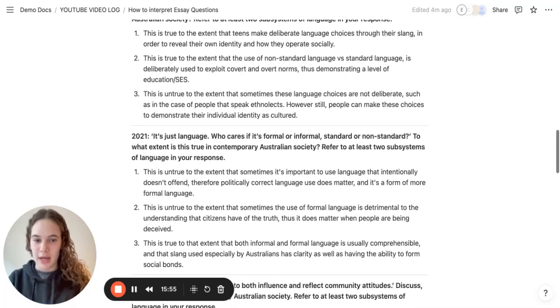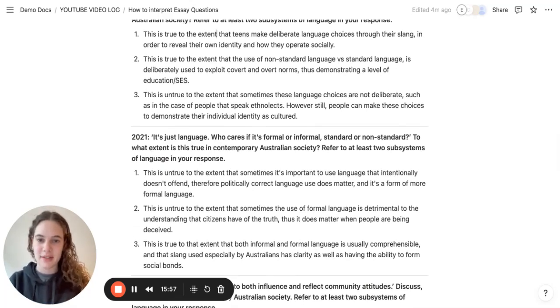Okay, going on to the second one for 2021: it's just language. Who cares if it's formal or informal, standard or non-standard? To what extent is this true in contemporary Australian society? So this is like a statement, right? Is this true? Who cares if it's formal or informal, standard or non-standard? Essentially what we're talking about here is whether it matters what language we use, how it affects people. Because if it doesn't matter at all whether we use standard or non-standard or formal or informal, then we'd be completely agreeing.